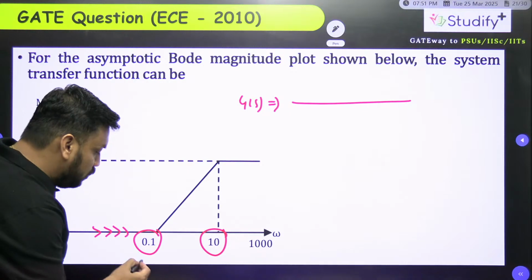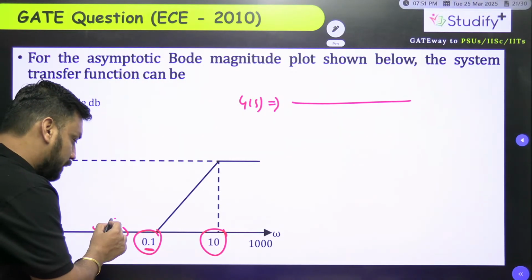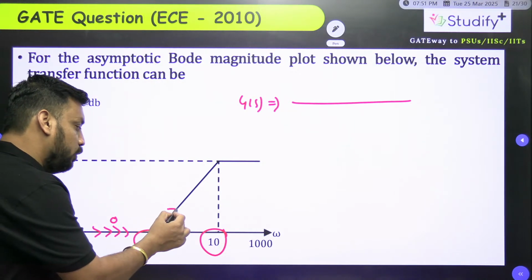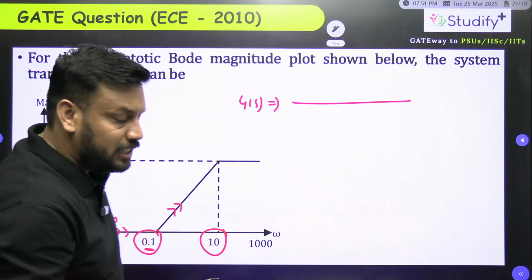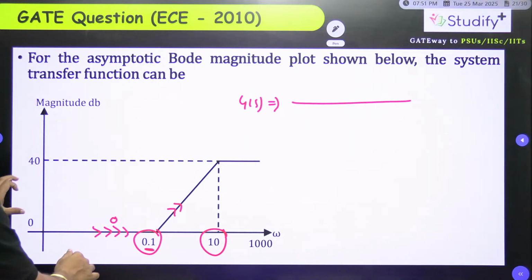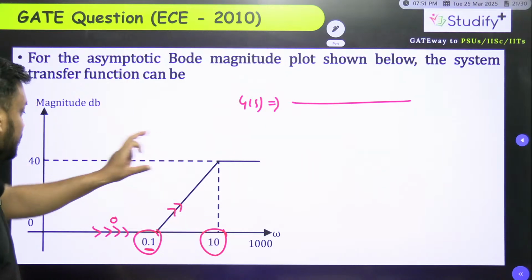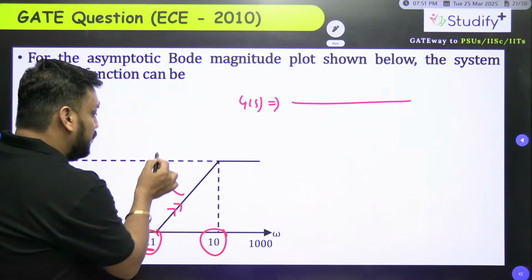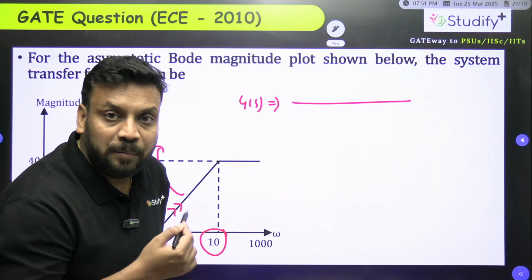Now tell me, as soon as the 0.1 corner frequency comes, there will be a change in slope. The earlier slope was 0 and the new slope is what? Now what is the biggest mistake that students generally commit? Students observe that the slope is 40 dB per decade, and they consider the line slope to be 40 dB per decade. And here is the mistake.